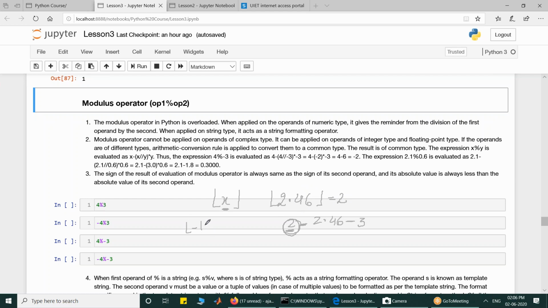But this is not always the case. If I take minus 1.33, the greatest integer lesser than it is minus 2, not minus 1, so its floor value comes out to be minus 2. So with floor division, we compute the quotient, and then we take the floor of that.